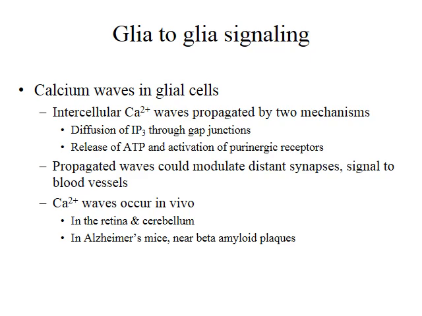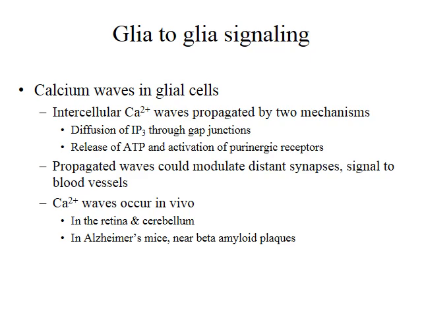Now, the IP3 that's generated can also diffuse to other astrocytes via gap junctions, and with the diffusion of the IP3, this leads to the release of calcium from the endoplasmic reticulum of these other astrocytes. That's the first mechanism by which glial cells can signal each other.